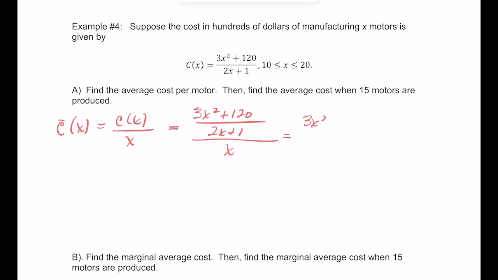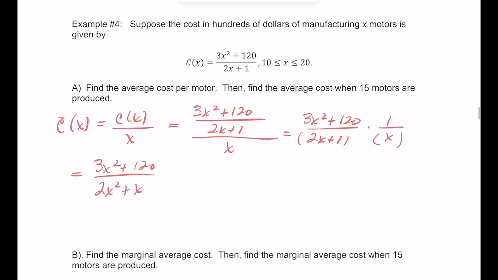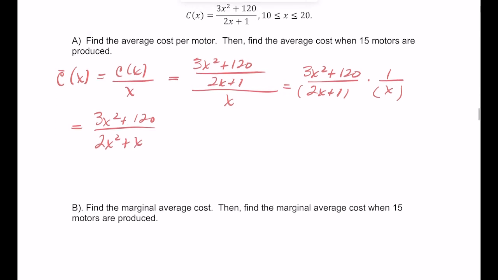So this is just a division problem. So it's going to be 3x squared plus 120 over 2x plus 1 times the reciprocal of x, which is 1 over x. So that's just going to be 3x squared plus 120, and then I'm going to distribute the x to the 2x plus 1, so I get 2x squared plus x. Okay, so that's going to be my average cost function.